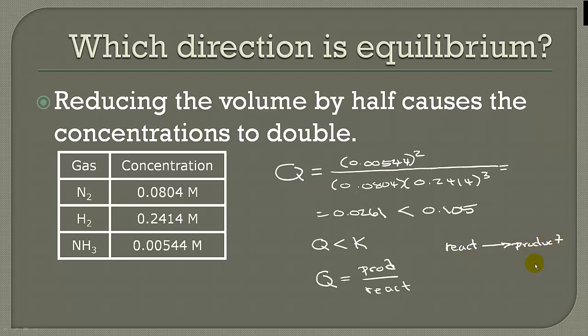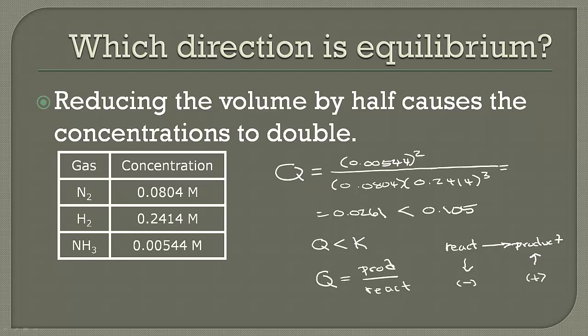That does two things. It makes the product side go up, so Q gets closer to K, and it makes the reactant side go down at the same time. So when we set up our ice table, which we'll do in the next slide, we have to say the sign for the changes in the reactants is going to be negative, and the sign for the change in the products is going to be positive. So let's work that problem out.